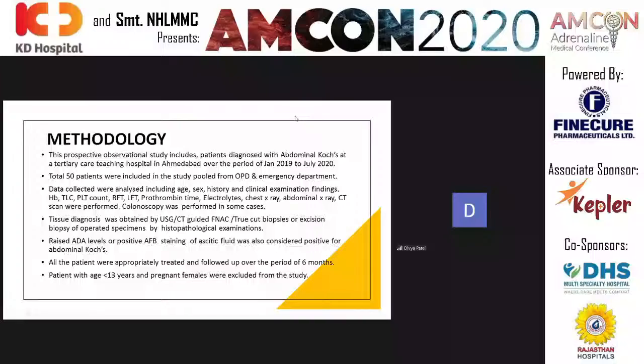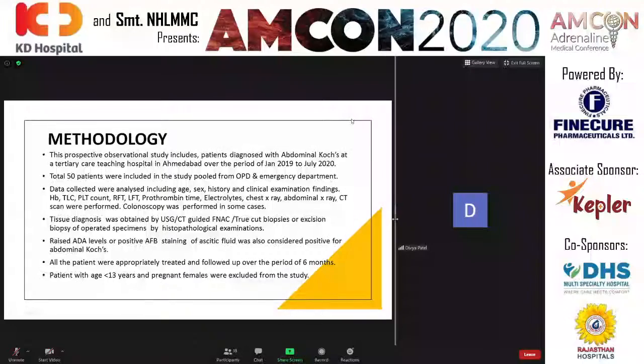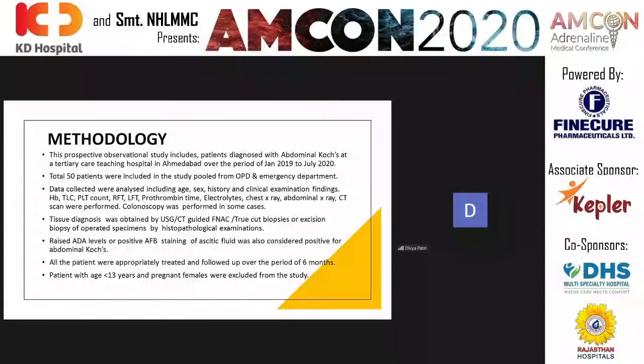Tissue diagnosis was obtained by USG or CT-guided FNAC, true-cut biopsy, or excision biopsy of operated specimens by HP examination. Raised ADA levels or positive AFB staining of ascitic fluid was also considered positive for abdominal TB. All the patients were appropriately treated and followed up over the period of 6 months. Exclusion criteria are patients with age less than 13 years and pregnant females. Next.